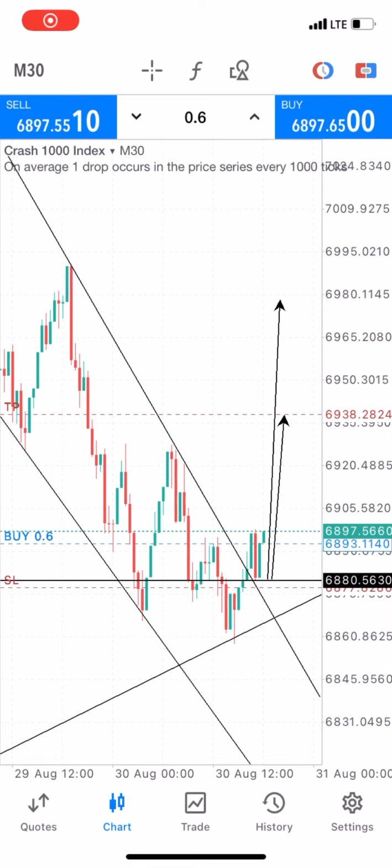All right, guys. This is Crash 1000, and we're buying. We're just gonna get a couple of candlesticks from this market and move, guys. This works almost every time.